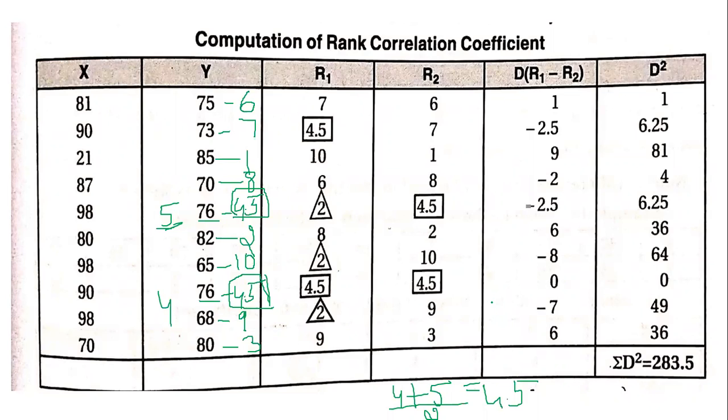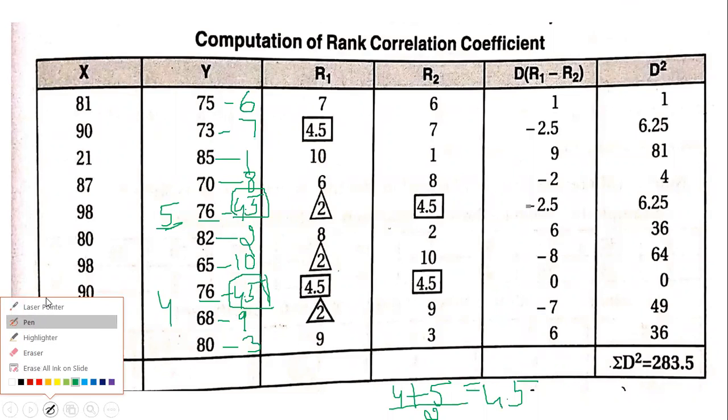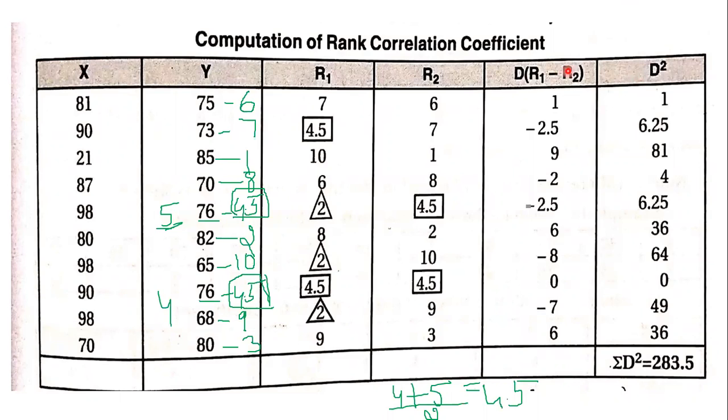Okay. Now after this, the next step is very similar. That is, find the difference between the ranks, R1 minus R2. You will get points. There's nothing that can be done with the points. Keep it as it is. Do not round off the numbers, and then find the D square.